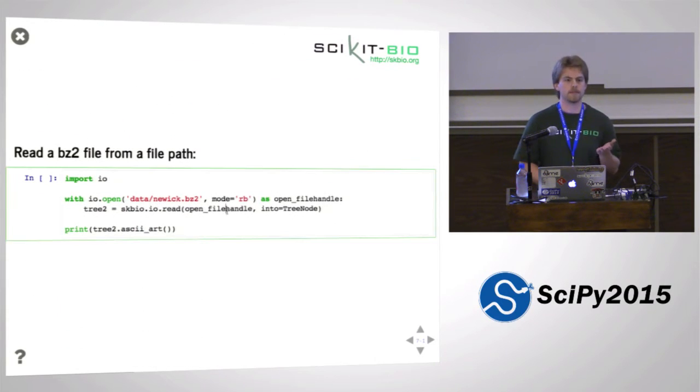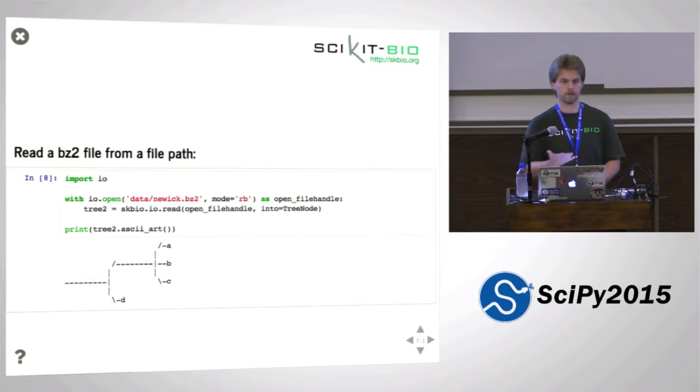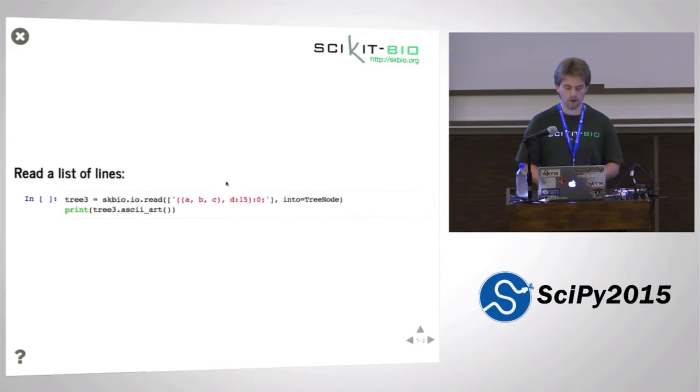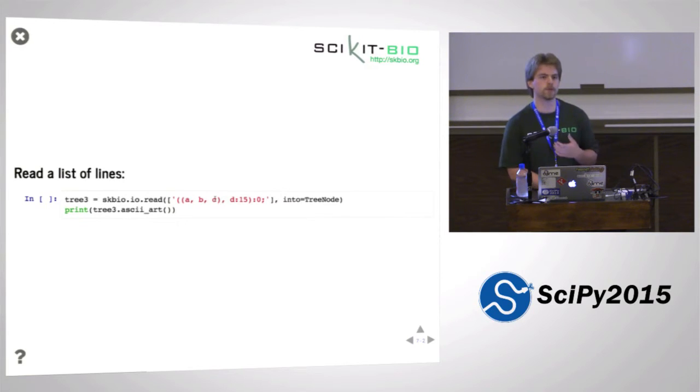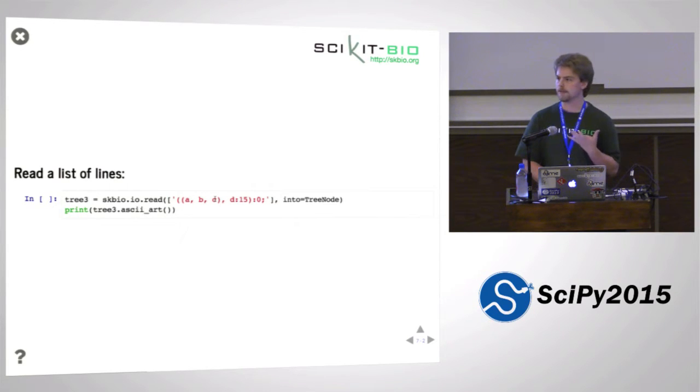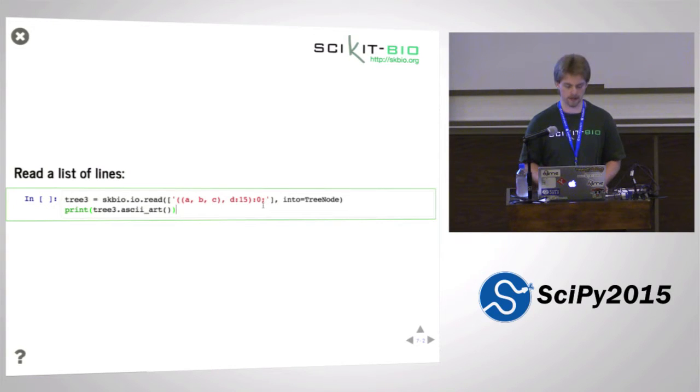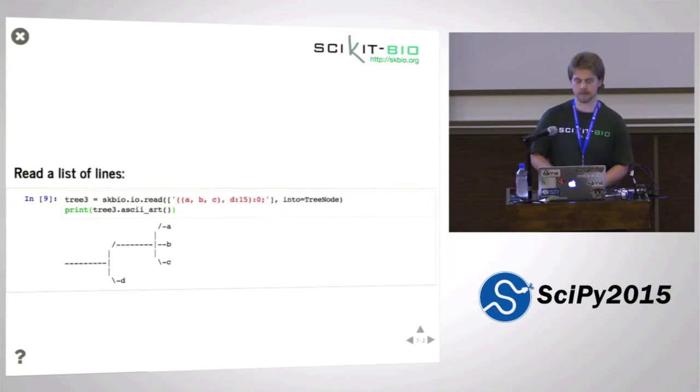We can also read a BZ2 file from a file path, and we'll do the same thing. And so, once again, it reads it. Or, in an educational setting, it can be useful so that the students can see what the data actually is. So Newick kind of looks like this. So it will also read a list of lines. And we get the same tree.